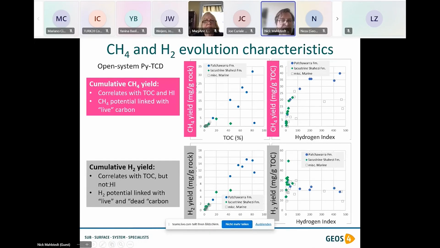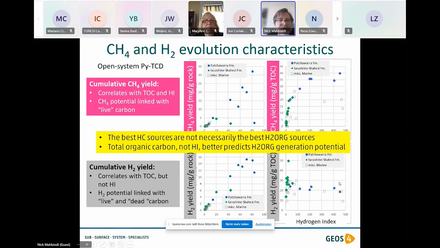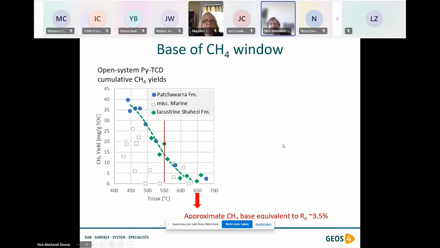And in contrast, the cumulative hydrogen yields correlate very nicely with TOC, but not at all with the hydrogen index. So that tells us that the potential is rather linked to dead carbon, or carbon itself. So the main message we can already take from here is that the best hydrocarbon sources are not necessarily the best hydrogen sources, and that total organic carbon, not HI, better predicts hydrogen generation potential. Okay, let's go a step further.